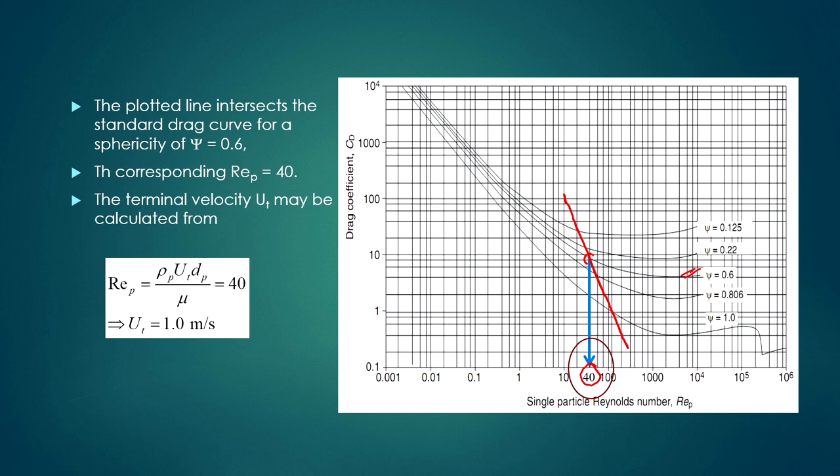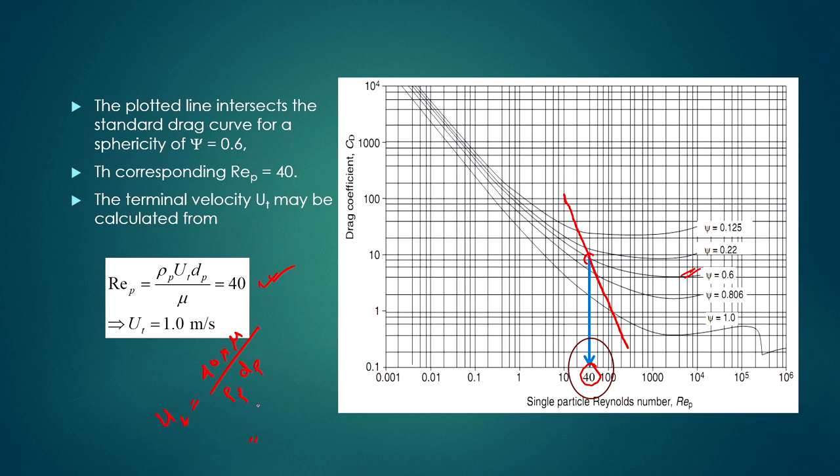So the plotted line intersects the standard drag curve here for a sphericity psi of 0.6. The corresponding REP value is 40, and with this REP value of 40, you will be able to find out the terminal velocity. So this terminal velocity ut will be equal to what? 40 × mu divided by rho p × dp.